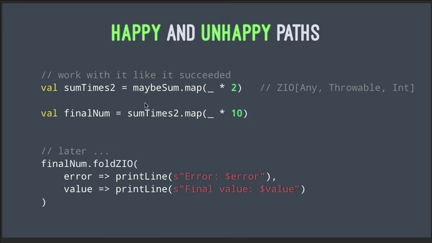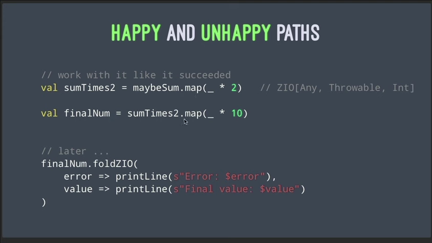So now what I mean by the happy path is that you just work with maybe sum like it succeeded. So you say, okay, well now what I want to do is map that, and create that variable here. And then once you have this one, you say, well, maybe I want to map that again to create some other final number. And all I'm trying to indicate is that you keep working with code like this, and you may have dozens and dozens of lines, and the entire time you just worry about the happy path or the success path.